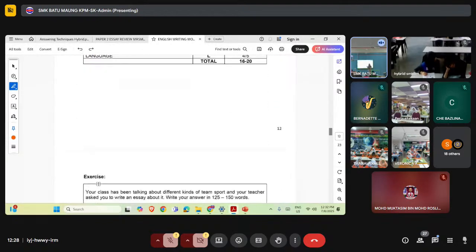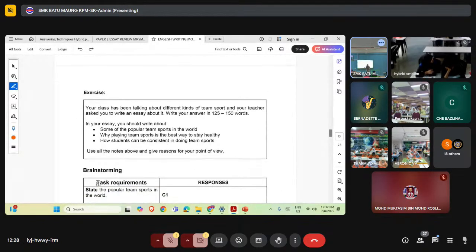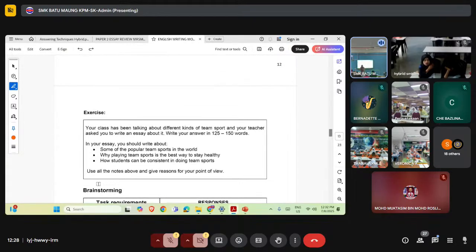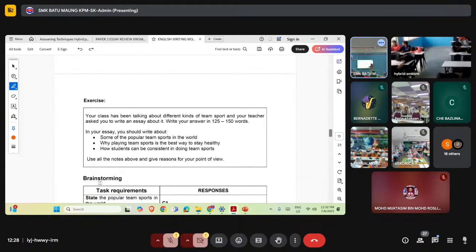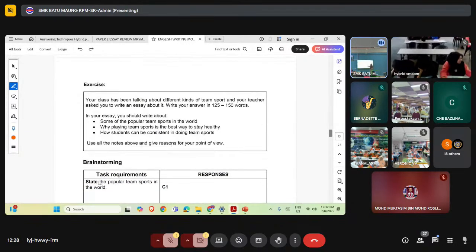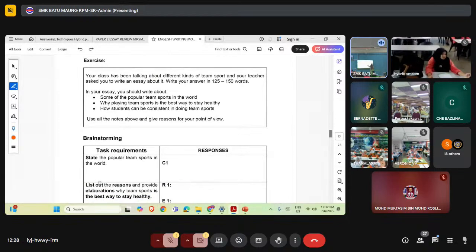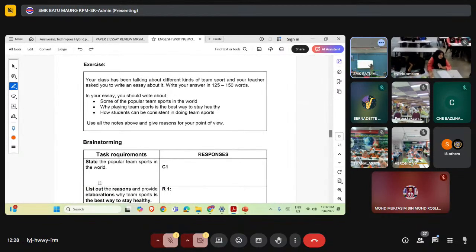Okay, moving on. Any problem with part 2? Part 2. Can we use contraction in part 2? Can we use can, I'll? Can or you cannot use? You should not use. Do not use. For part 2 and part 3, don't use contraction. Okay, only for email. Next. All right. This is an exercise for part 2. You can do it with your teachers.